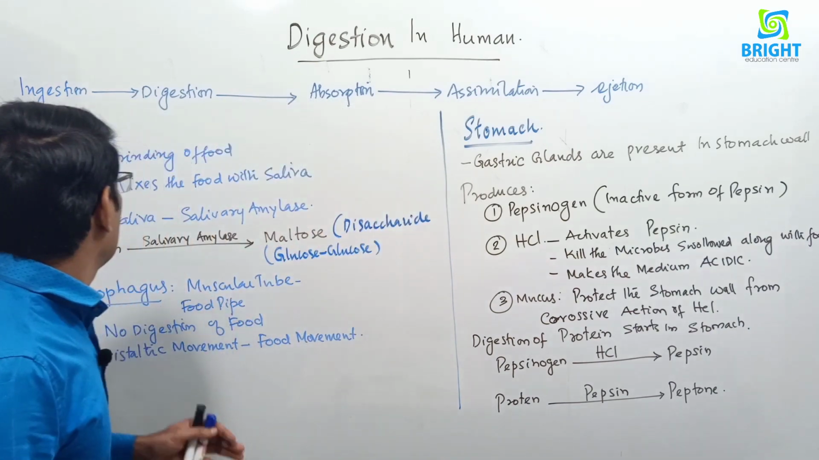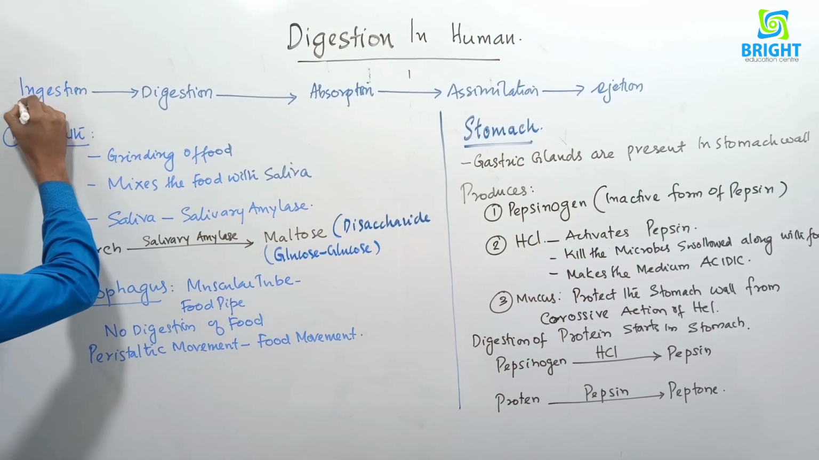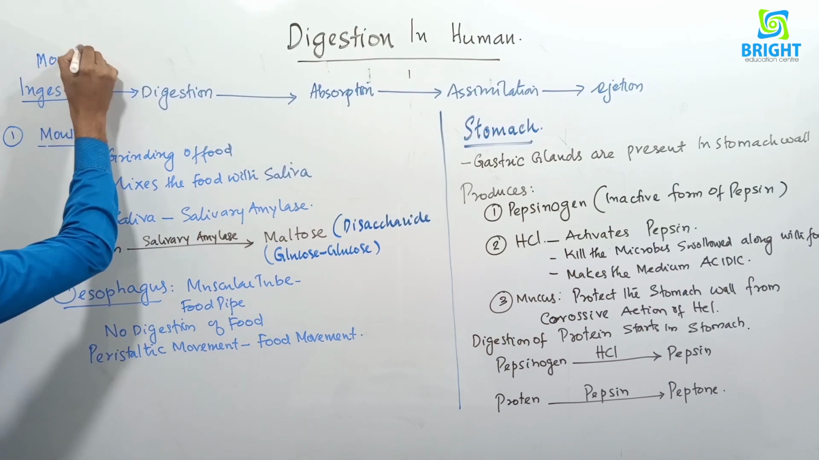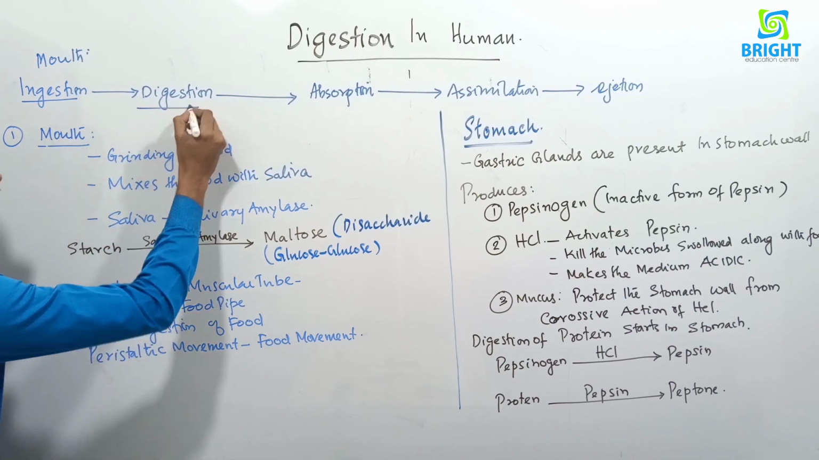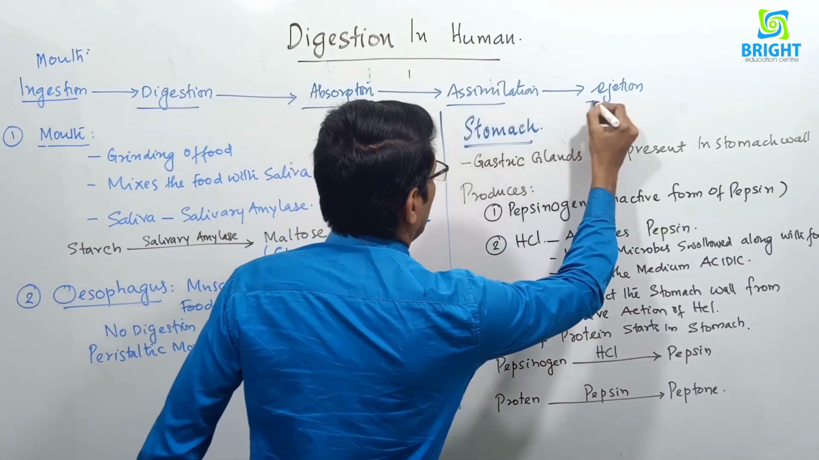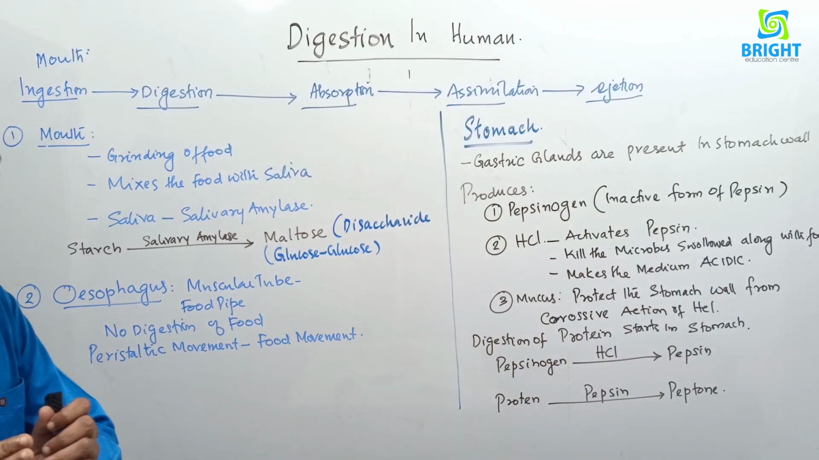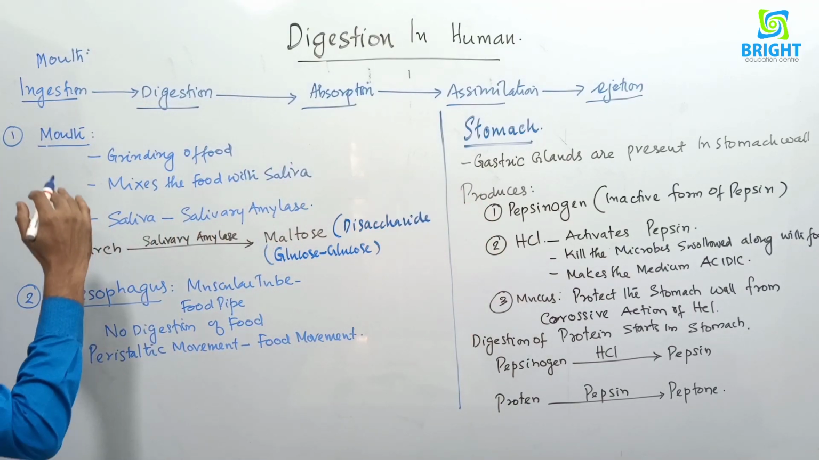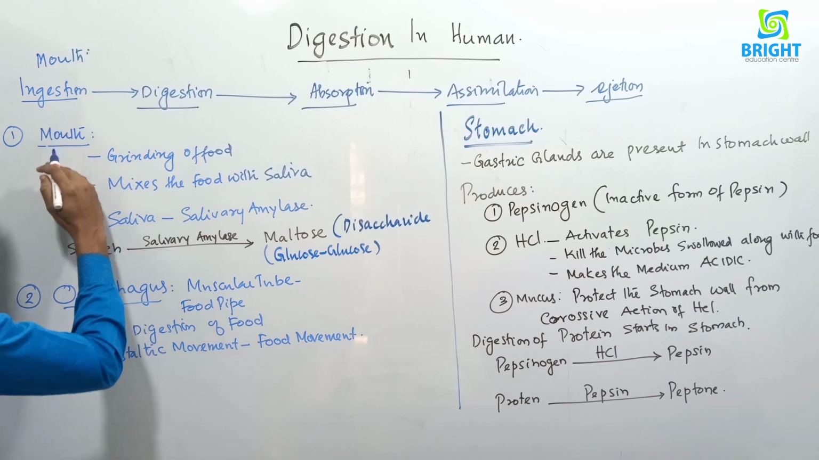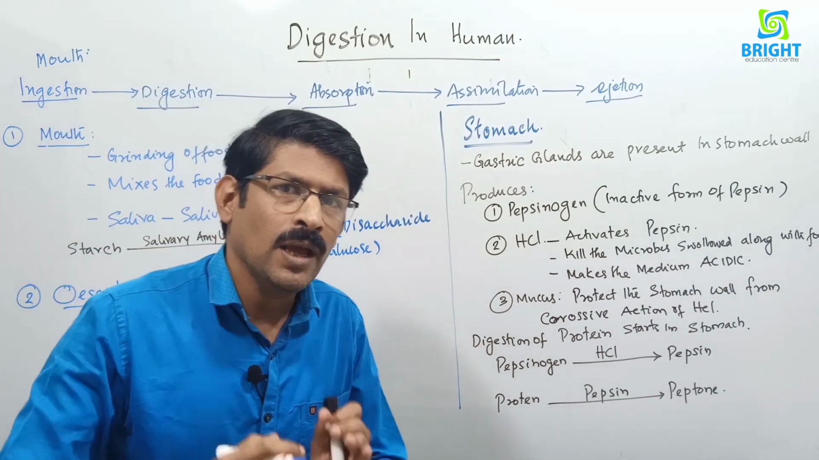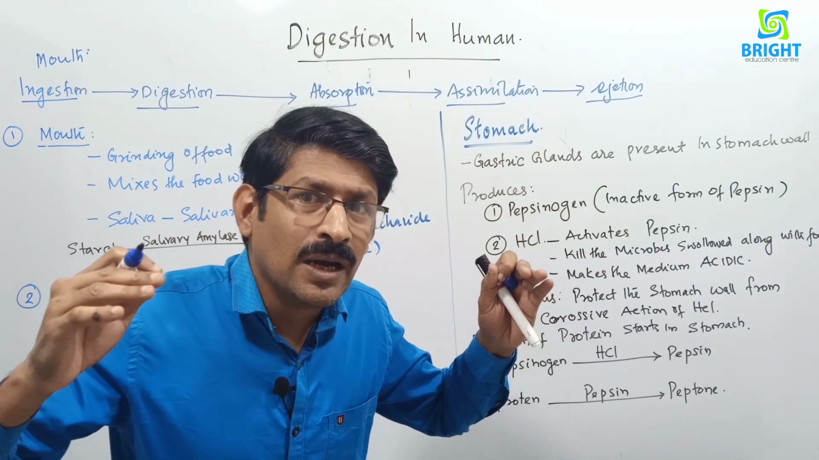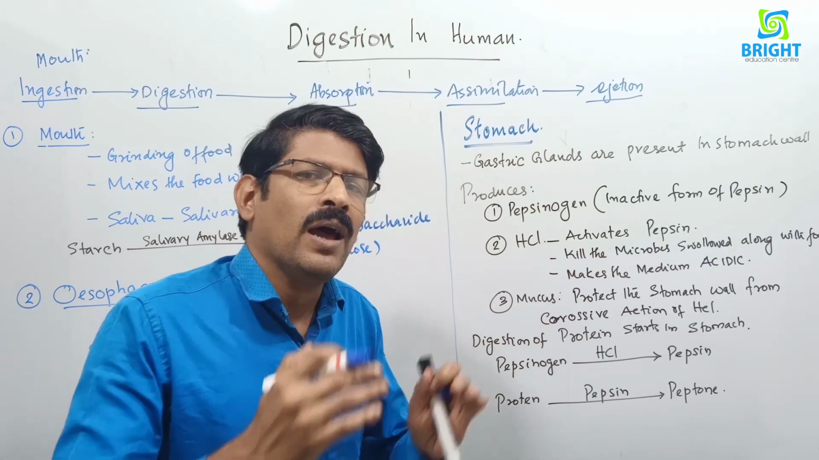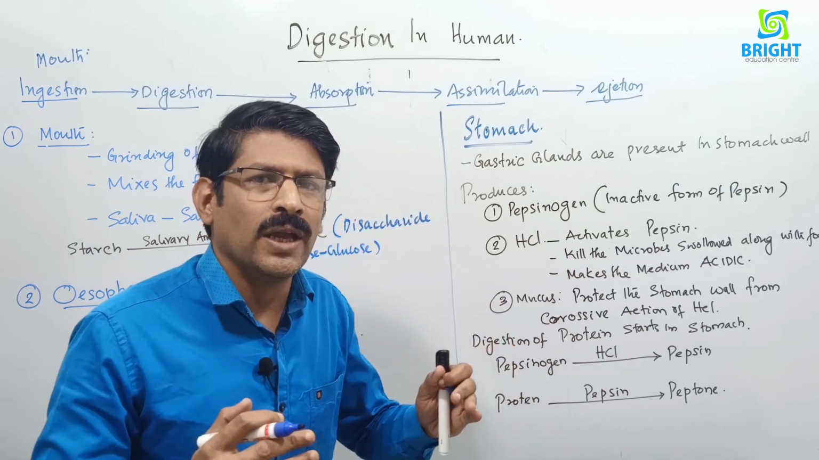So the next is the holozoic mode of nutrition, which involves ingestion. Ingestion is done by mouth, followed by digestion, absorption, assimilation and egestion of the waste material. Everything is done in our digestive system itself. The different parts associated with the digestive system are mouth, esophagus, stomach, small intestine, large intestine, anus, and accessory glands like the salivary gland, gastric gland, liver and also pancreas, which are involved in the digestive process.